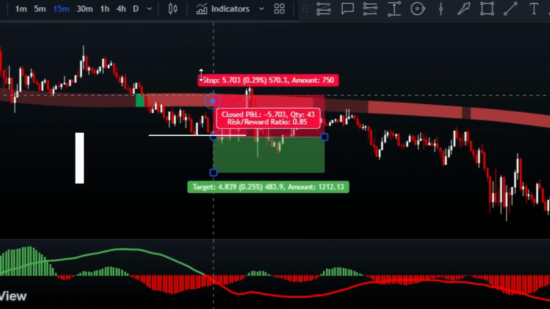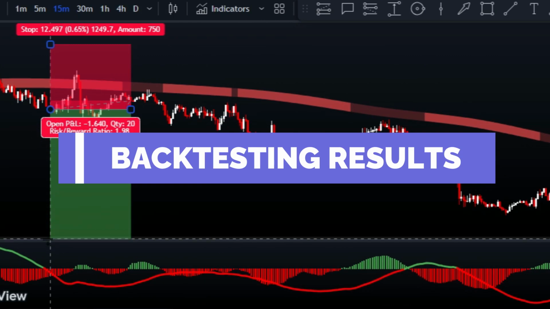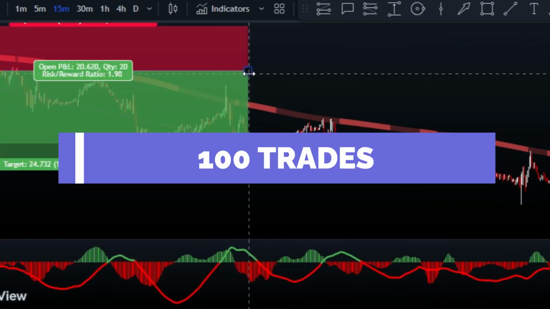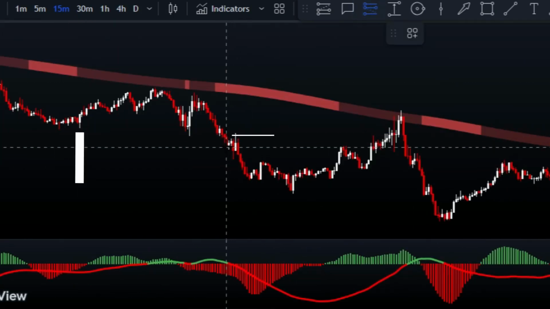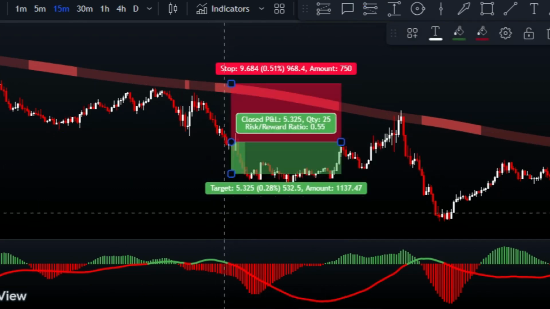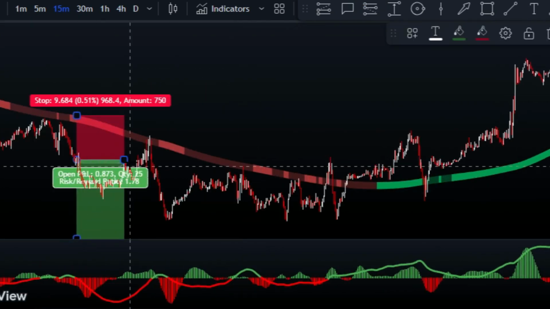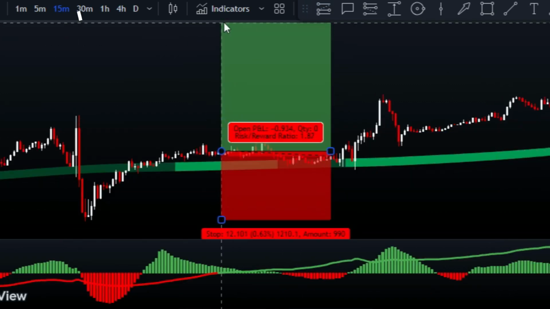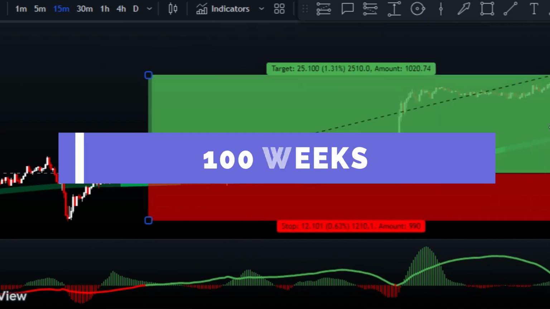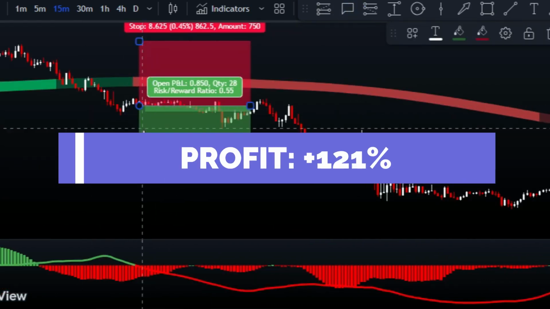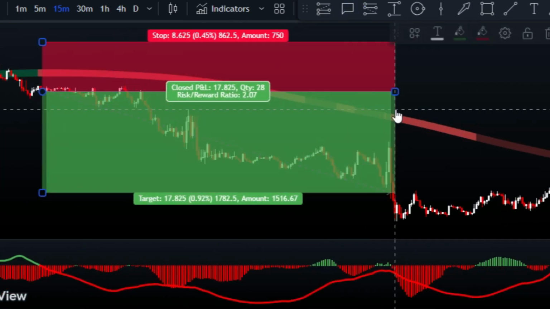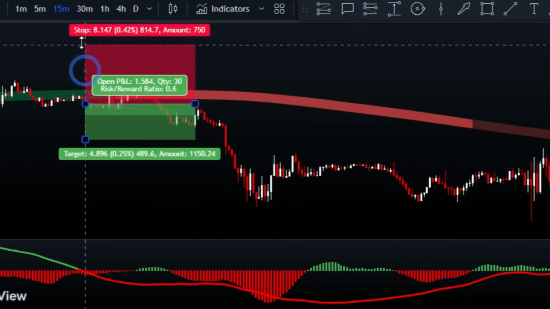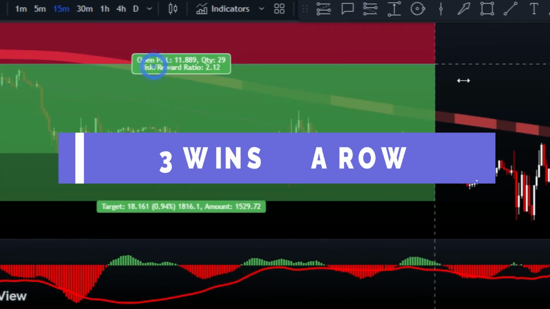Now let's see how this method rocks in our backtest. Check this out. We did 100 trades on the gold chart using a 15-minute time frame. Out of those 100 trades, this method blew us away with a solid win rate of 69%. In 10 weeks, our profit soared to a whopping 121%. And what's even cooler is that we had a sweet streak of 3 wins in a row against 2 losses in a row.